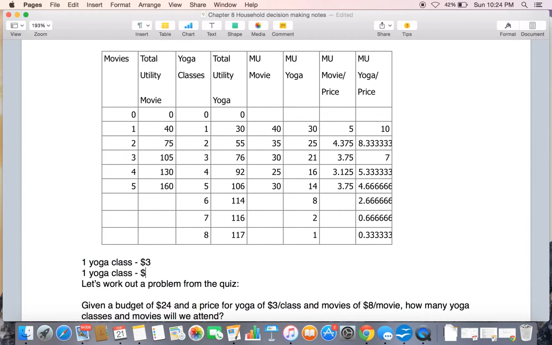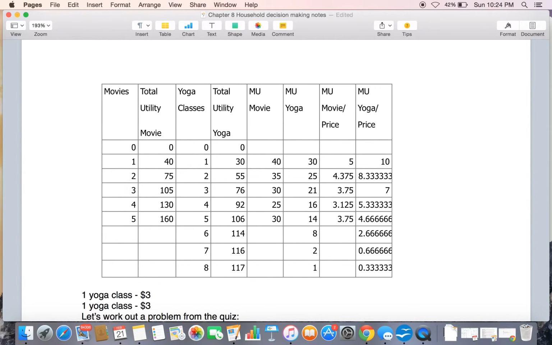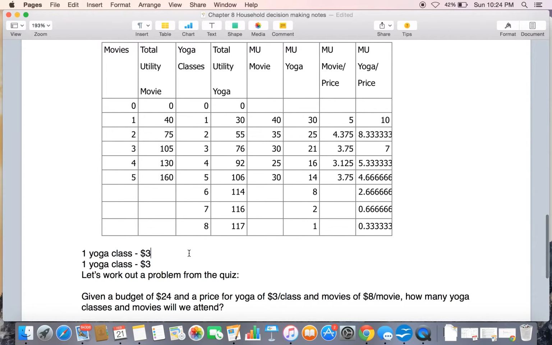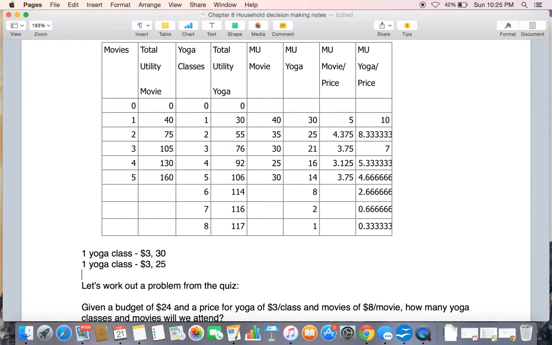So let's also keep track of the total utility here. It's costing us $3, and we're going to be getting 30 utils of satisfaction. On that second yoga class, we're going to be getting 25 utils. Now let's see. Is the first movie going to give us more satisfaction, or the third yoga class?